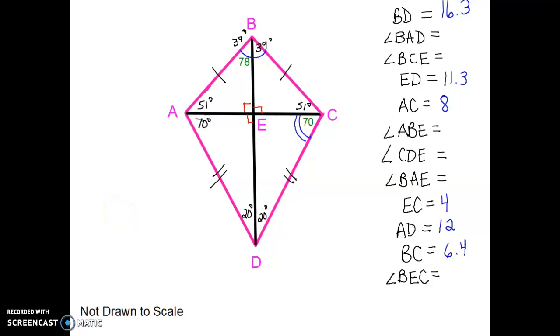So now that I have my angles in the picture, let's find our missing angles. Angle BAD. Angle BCE. The measurement of angle ABE. Angle CDE. Angle BAE, and our last angle is BEC, which is 90 because the diagonal lines are perpendicular.